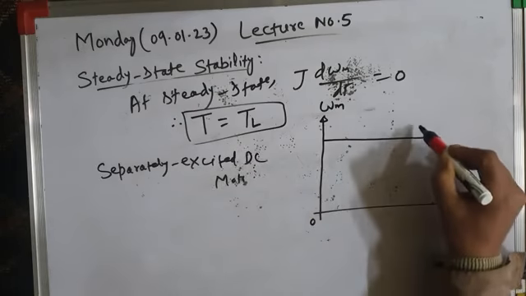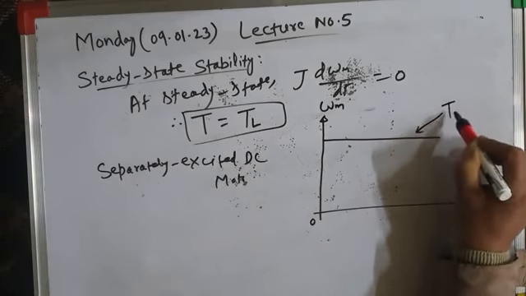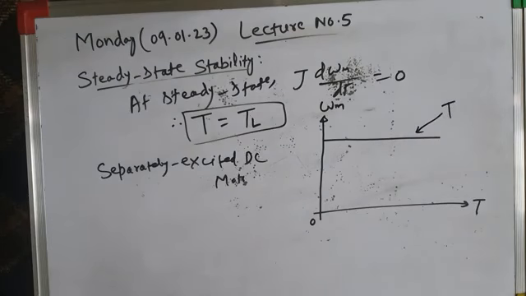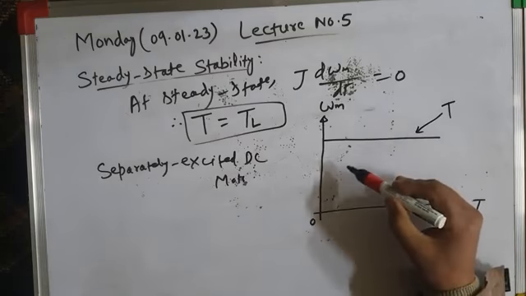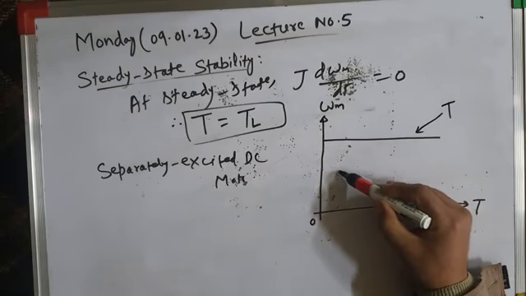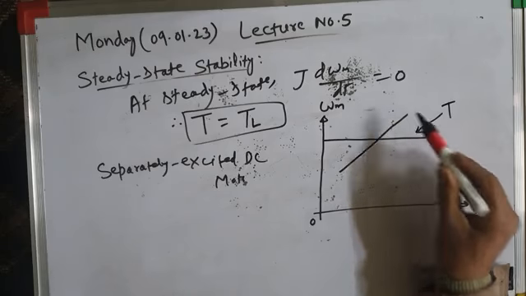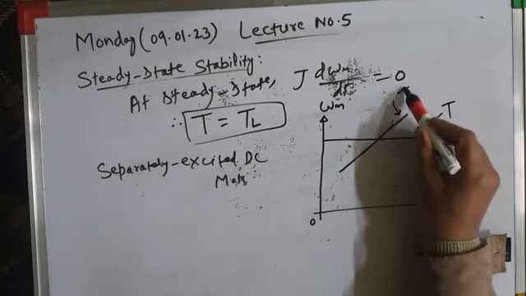This is the torque speed characteristic of a separately excited DC motor. Let me call this torque as T, the electromagnetic torque developed by the motor. Okay, and let us suppose the load has this type of characteristic. This is the load torque characteristic, TL.